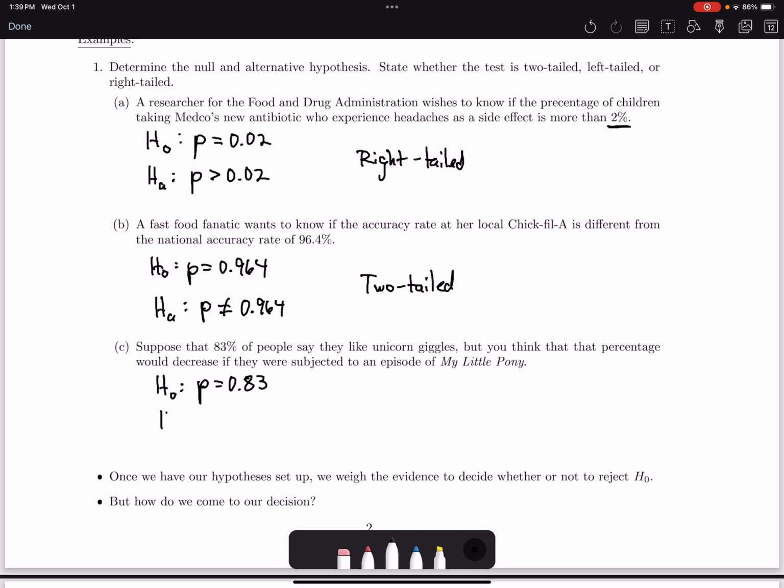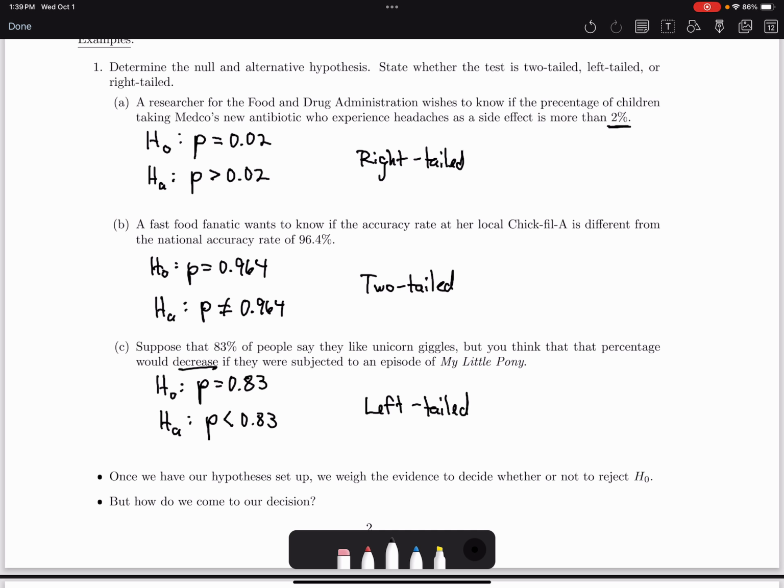The alternative hypothesis is that, yes, it actually is going to change, right? That P is, specifically that it's going to decrease. So P is going to be less than 0.83. And because we're using a less than symbol in the alternative hypothesis, that makes this a left-tailed test. Okay, so that's how we set up our hypotheses to run our test.